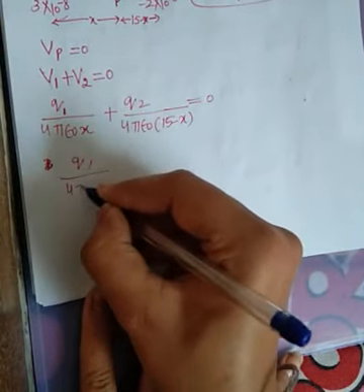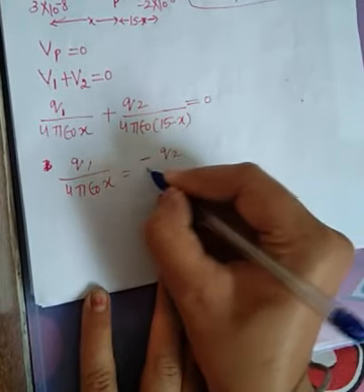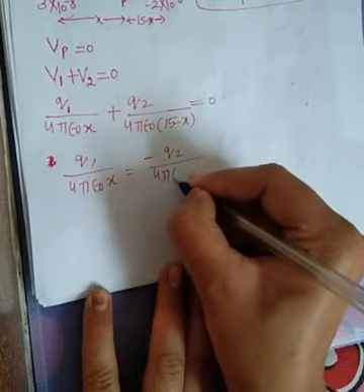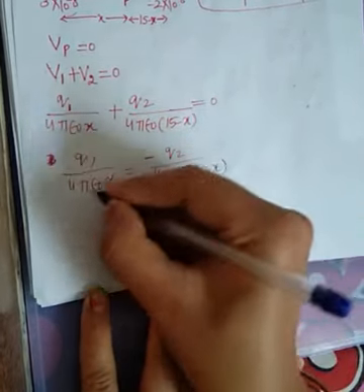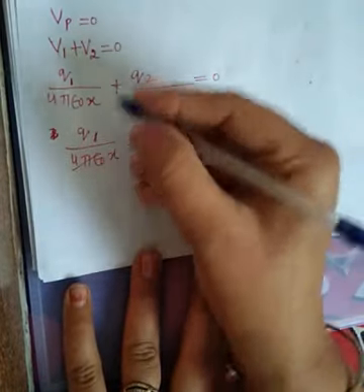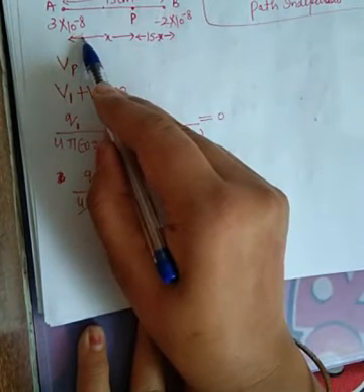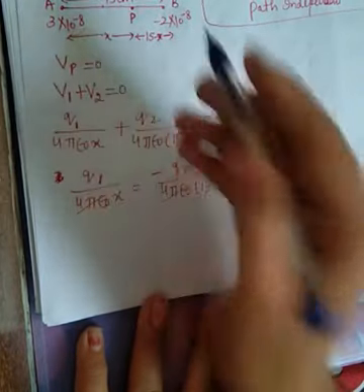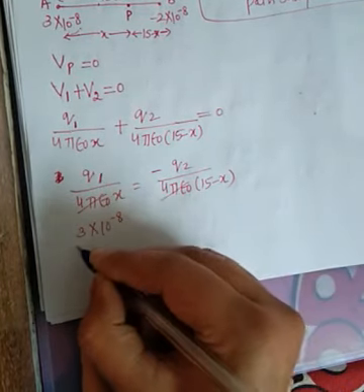q1 upon 4 pi epsilon naught x is equal to minus q2 upon 4 pi epsilon naught (15 minus x). 4 pi epsilon naught cancels with 4 pi epsilon naught. What is the value of q1? q1 is 3 into 10 raised to power minus 8.